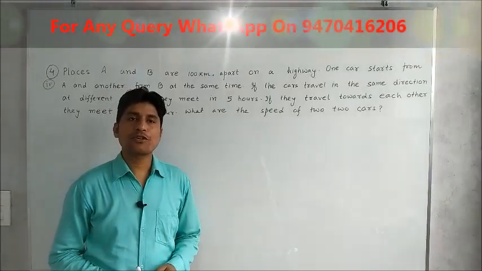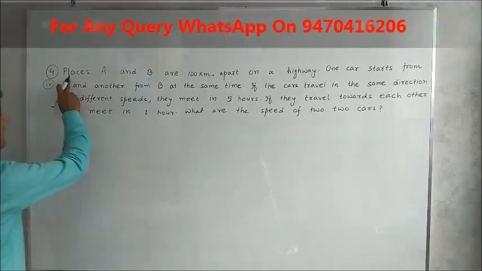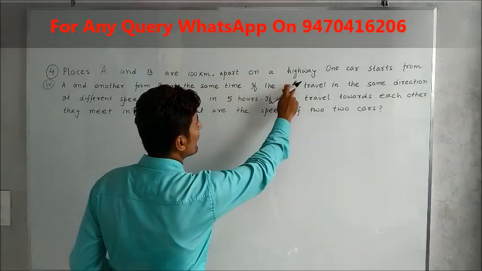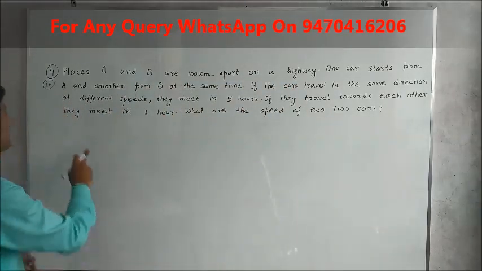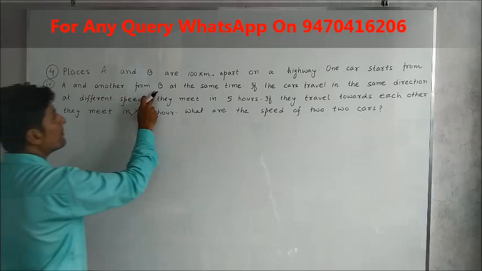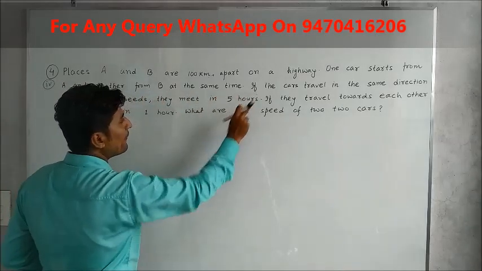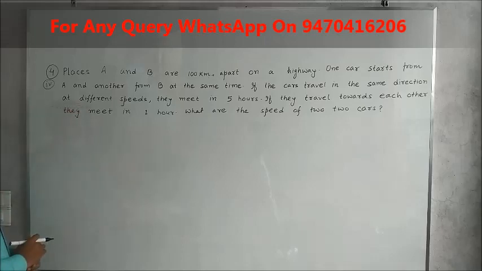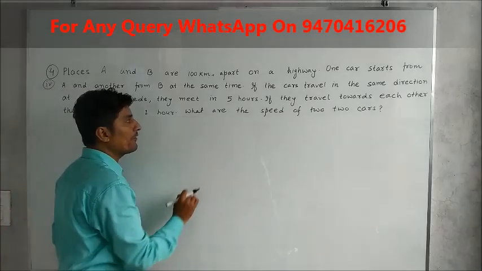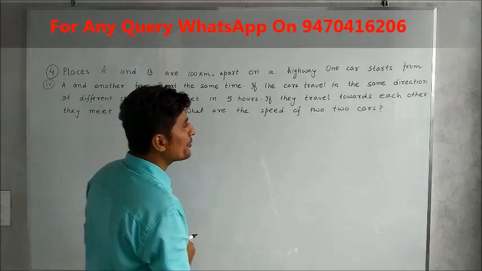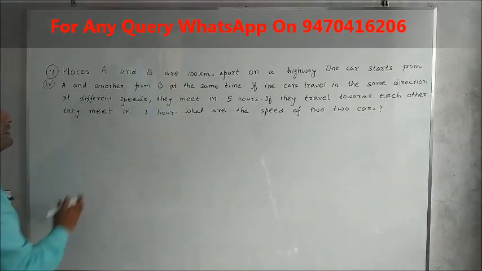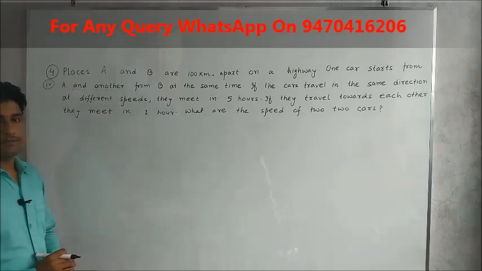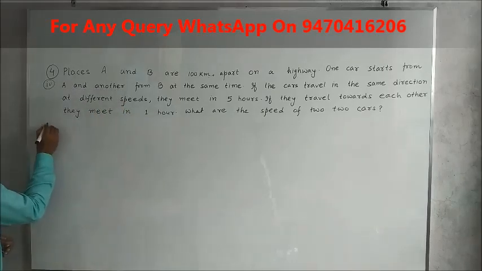Now let us see the fourth question of the same exercise. Places A and B are 100 km apart on a highway. One car starts from A and another from B at the same time. If the cars travel in the same direction at different speeds, they meet in 5 hours. If they travel towards each other, they meet in 1 hour. What are the speeds of the two cars? So let us see the solution for this question.